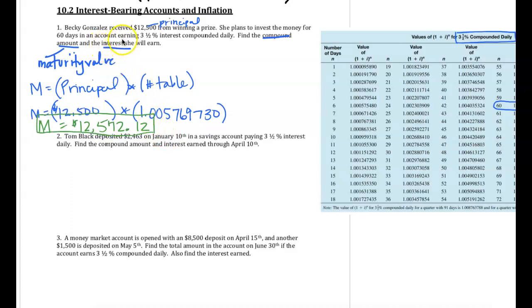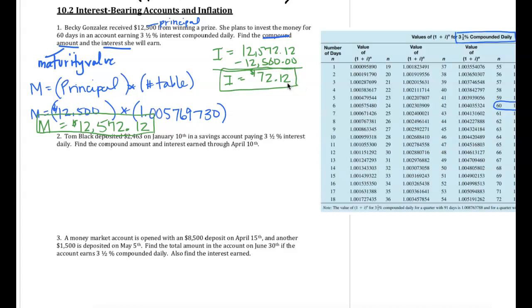The second part of the question is the interest earned. Now remember, the interest earned is the difference between the maturity value, the value at the end of the account, and the principal, the amount invested. So to find our interest, we're going to take the $12,572.12 and subtract away the $12,500 that was invested, and we get an interest of $72.12.